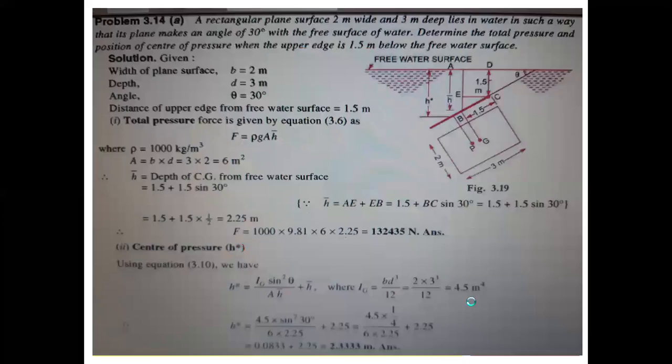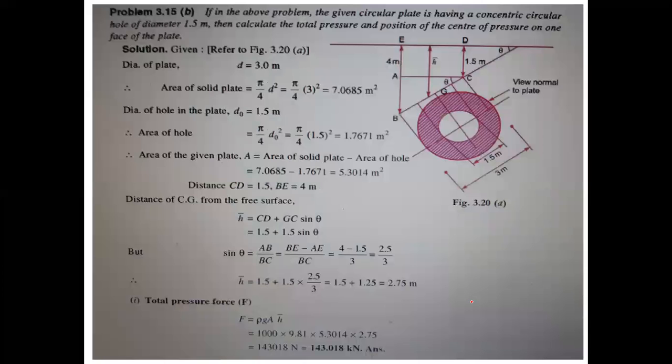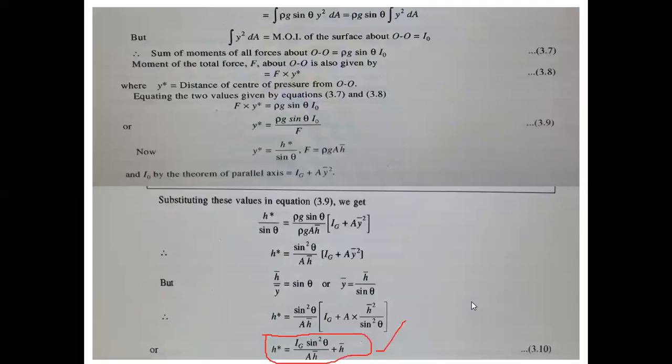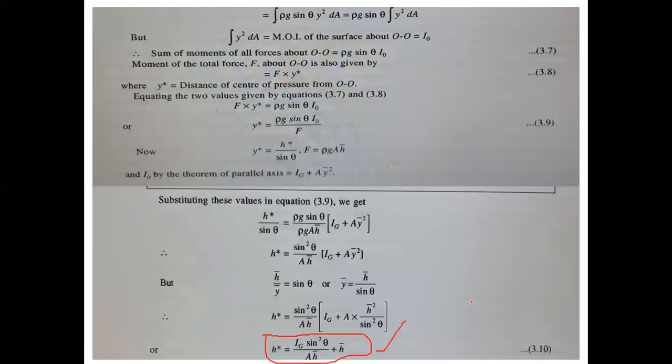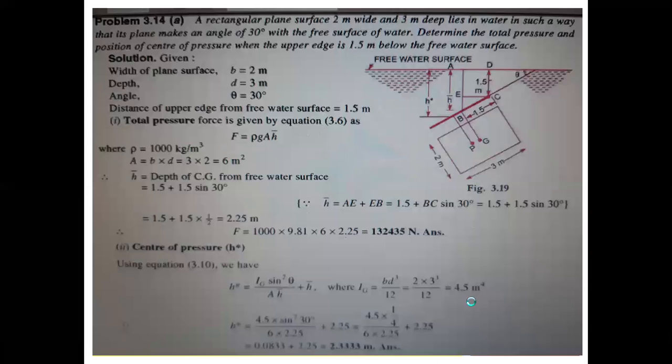So we will stop at this point. So we will stop here. Inclined plane surface submerged. We will continue the class next time.